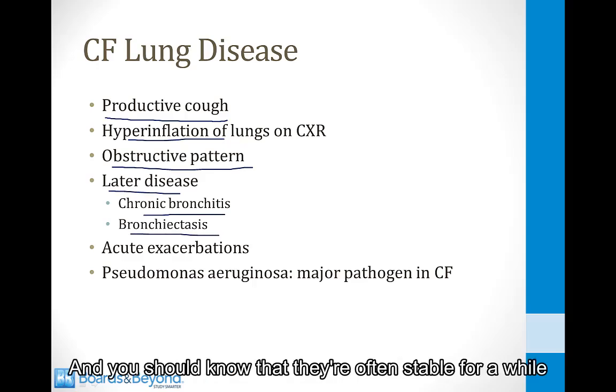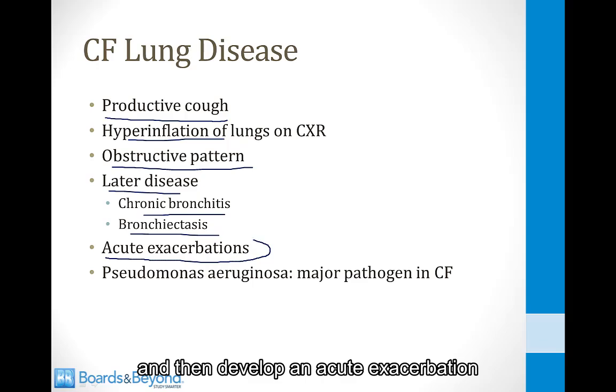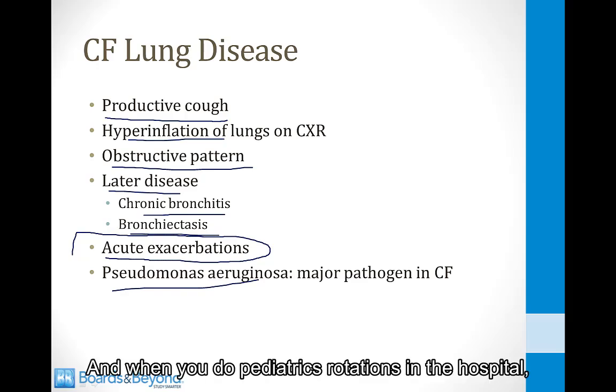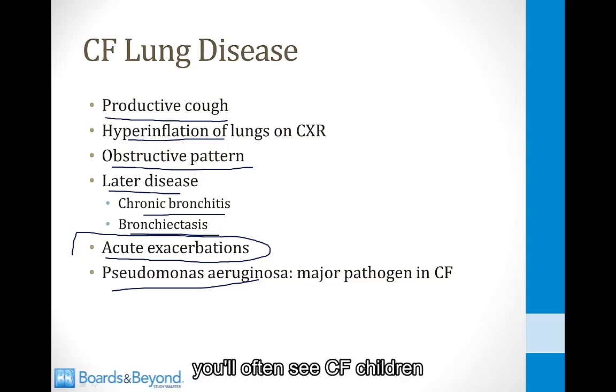And you should know that they're often stable for a while and then develop an acute exacerbation. And Pseudomonas is a major cause of both chronic infection and acute exacerbations. And when you do pediatrics rotations in the hospital, you'll often see CF children who have been admitted for an acute exacerbation of their disease. They need antibiotics and oxygen until they get over the acute illness.